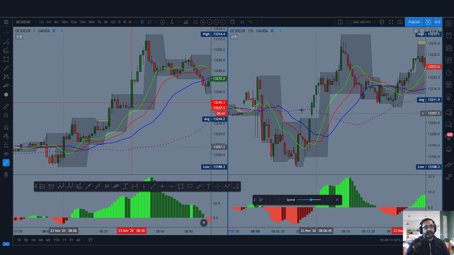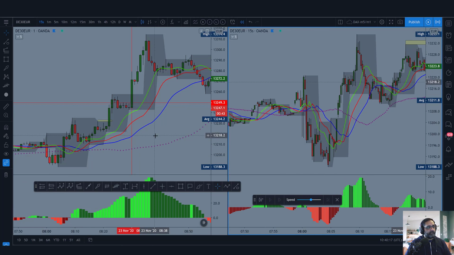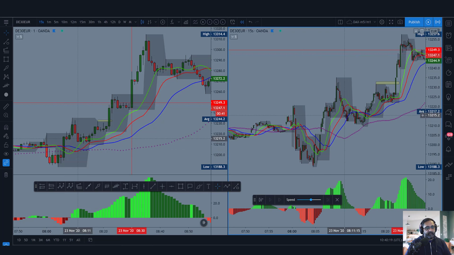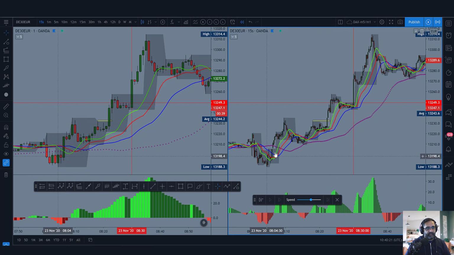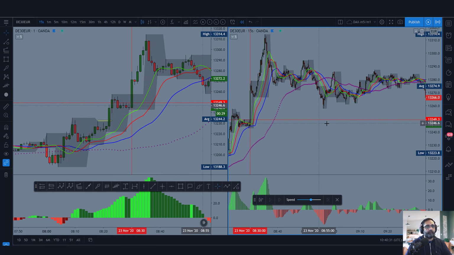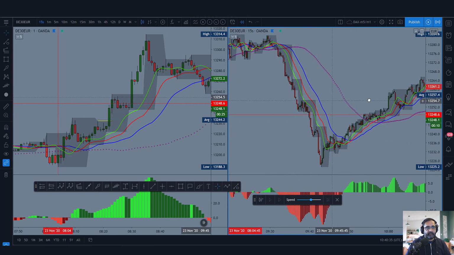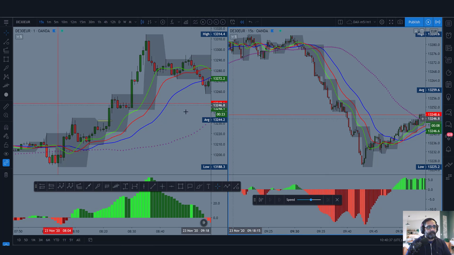So the pullback is a lot easier. And what I wanted to say was that once I see a move like this, a unidirectional move right after London Open, that's my job done. If you want to continue trading after that, then you'll have to go for momentum plays on setup 1. You can do that. You can go for pullback plays as well if you like.